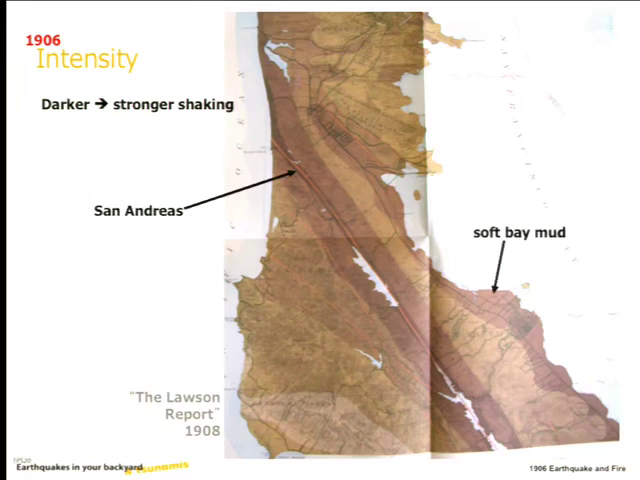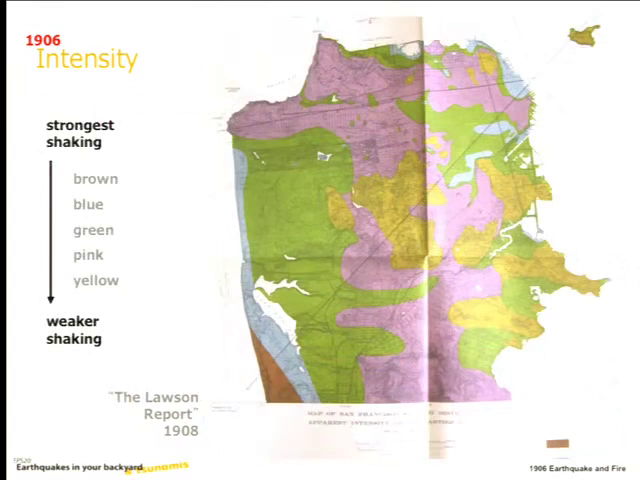Bay mud. So I have another map that is the intensity just within San Francisco, just right in the peninsula. This is the most confusing color scale I've ever seen in my entire life. So this is strongest shaking, the brown, and then blue, and then green, and then pink, and then yellow. Okay, so let's focus on the brown. Where's the brown located? It's just right here. That's right where the San Andreas Fault is. Okay, so this is not surprising. Brown is located near the San Andreas Fault.